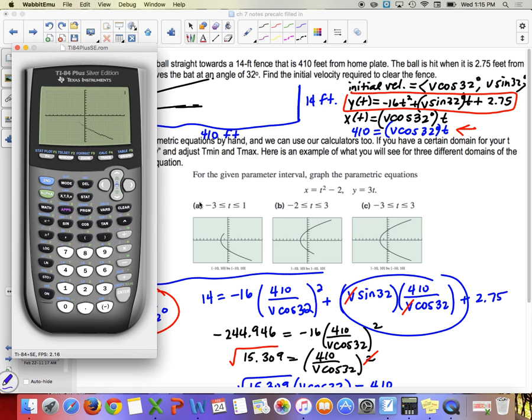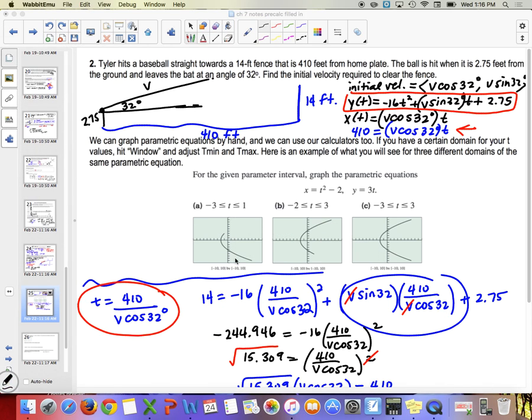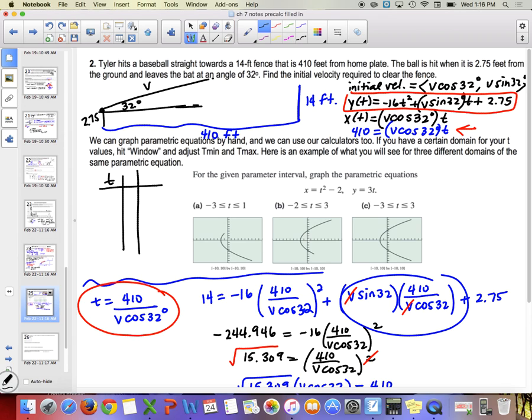So when we hit graph, do you see how it's only giving you that portion? Does that make sense? But if I change it to -2 to 3, it's going to give me this portion. If I change it to -3 to 3, it's going to give me that portion. Okay, it's basically saying if you set up a t-table, like if I literally did a t-table for part A, for a parametric equation, a t-table looks like this.